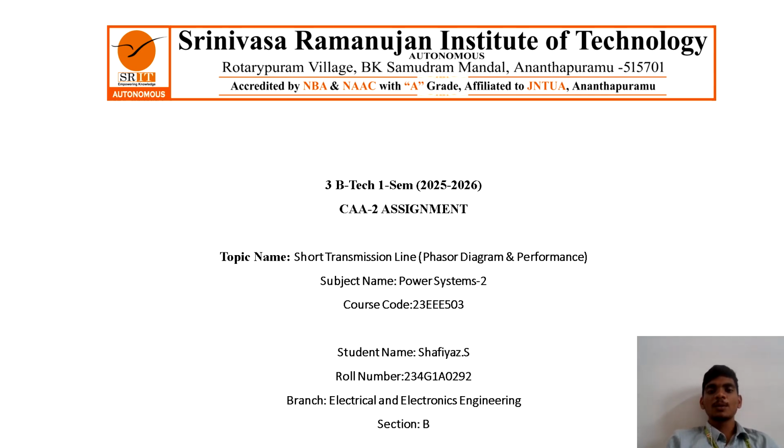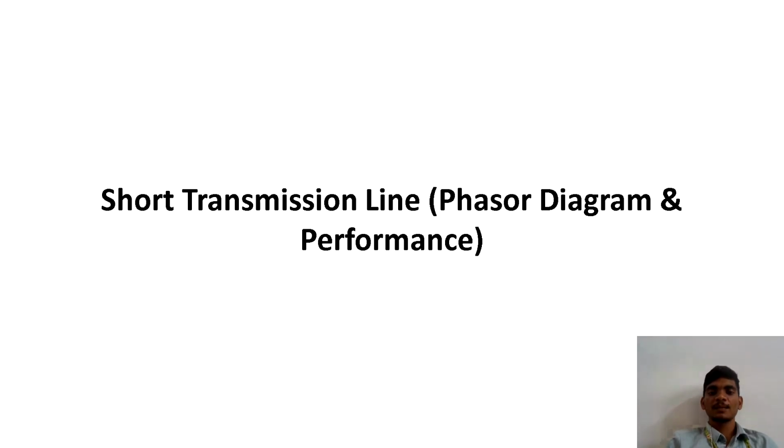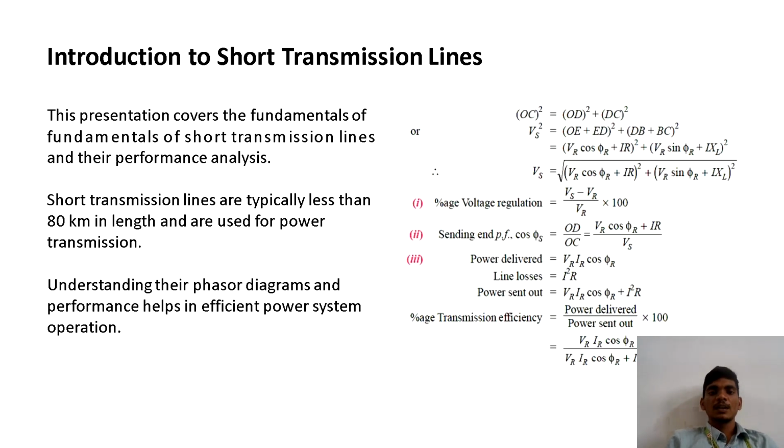Today we are discussing short transmission lines, phasor diagram and its performances. Introduction to short transmission lines. This presentation covers the fundamentals of short transmission lines and their performance analysis. Short transmission lines are typically less than 80 kilometers in length and are used for power transmission. Understanding their phasor diagram and performance helps in efficient power system operations.